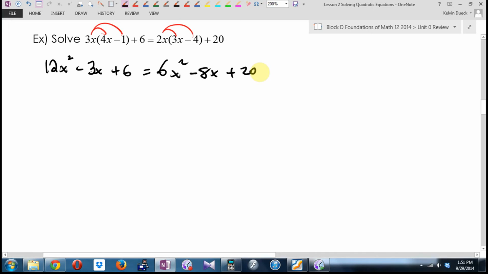You good, Kyle? What kind of an equation is this, Kyle? How do I know? Okay. How do I solve a quadratic? I have to make it equal to 0.